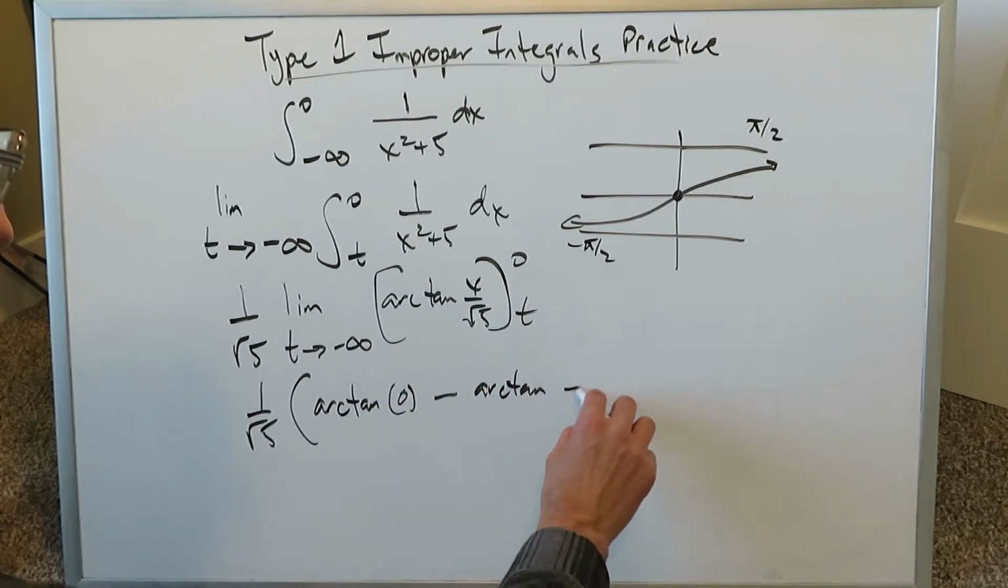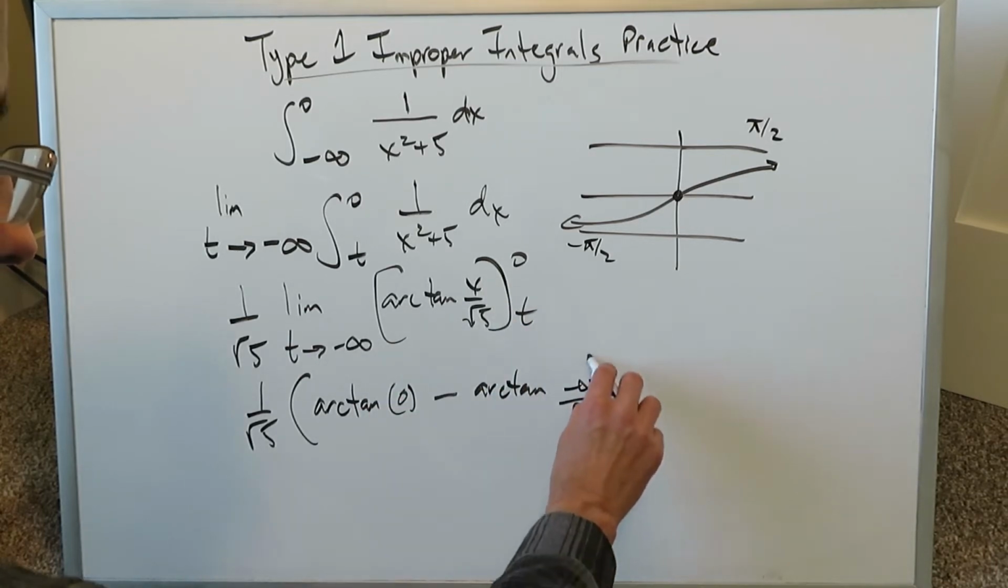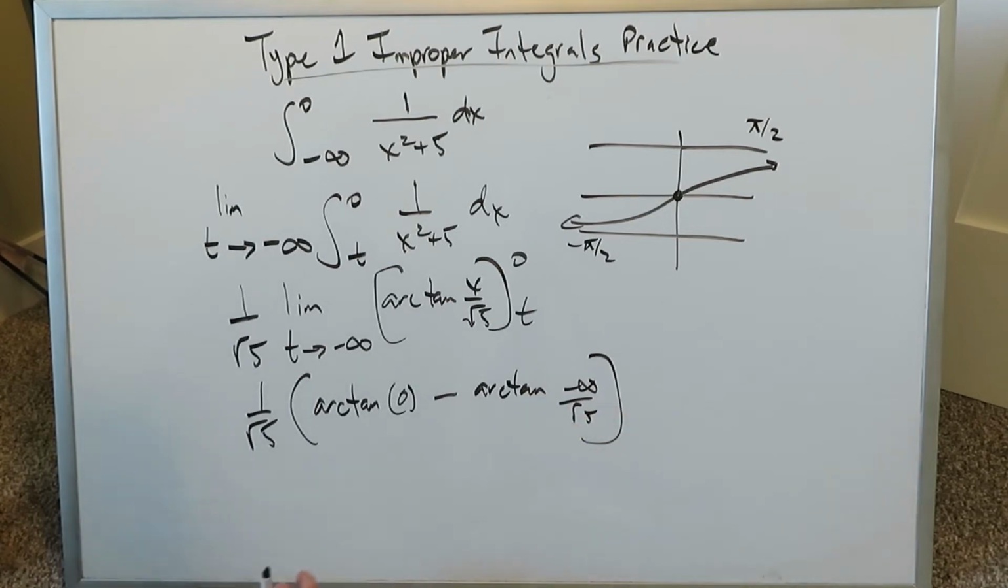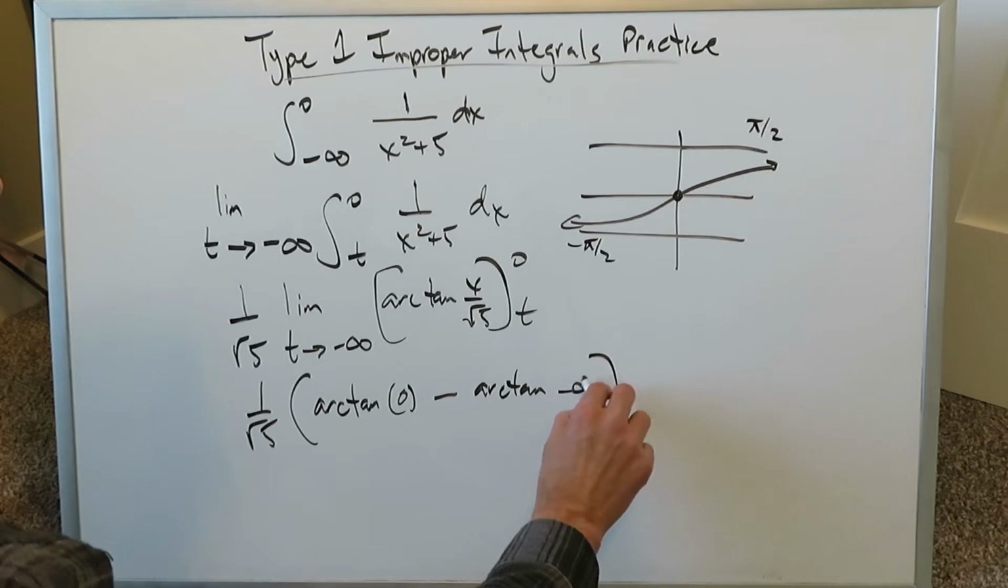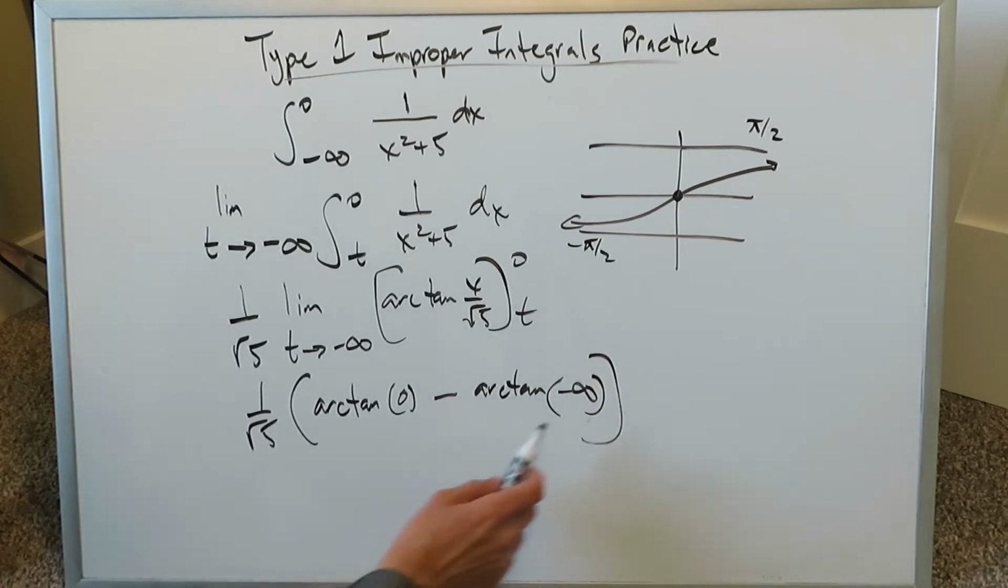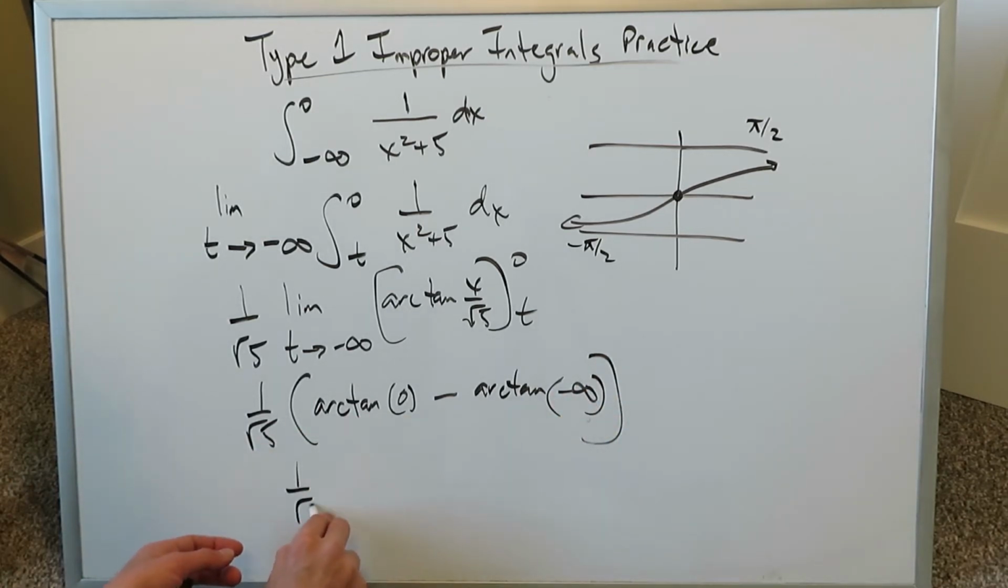T was minus infinity. Minus infinity over root 5. Minus infinity over root 5 is no different than you just saying minus infinity, right? Don't get lost in the semantics over here. That's all what it is. Let's evaluate this. You have 1 over root 5.